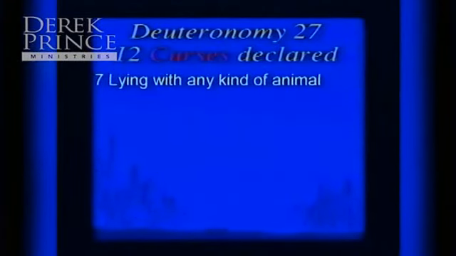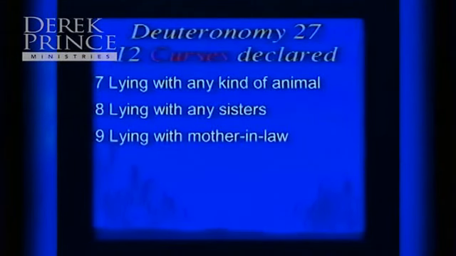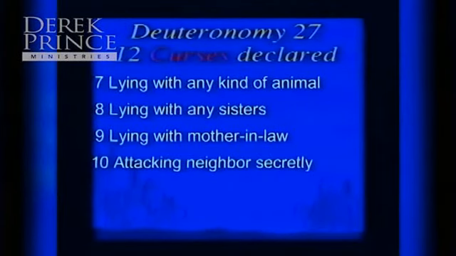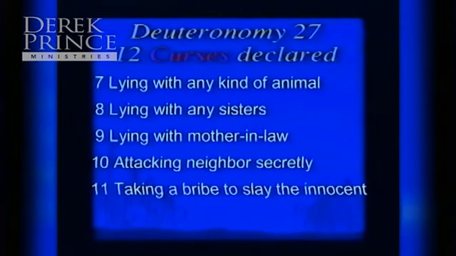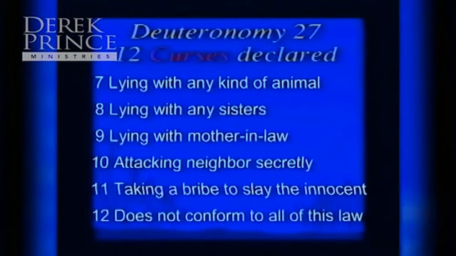It's very interesting. If you analyze these 12 curses, 5 of them relate to injustice. 4 of them relate to improper sex. And this simply tells us something about what's really important to God. Verse 22, cursed is the one who lies with his mother-in-law. Verse 24, cursed is the one who attacks his neighbor secretly. Verse 25, cursed is the one who takes a bribe to slay an innocent person. And if those 11 sources don't get you, then verse 26, cursed is the one who does not conform to all the words of this law.